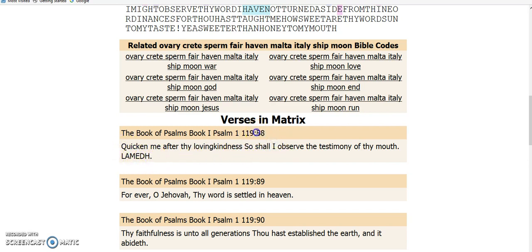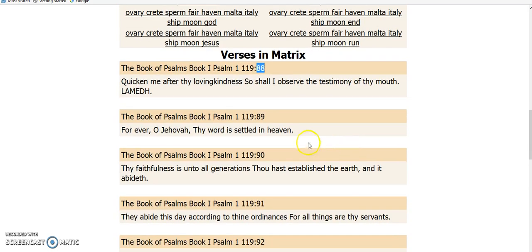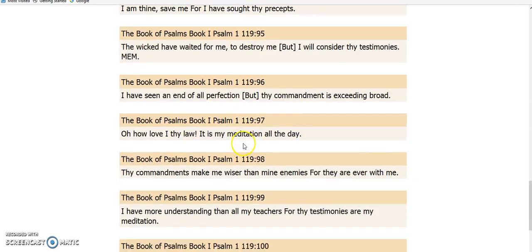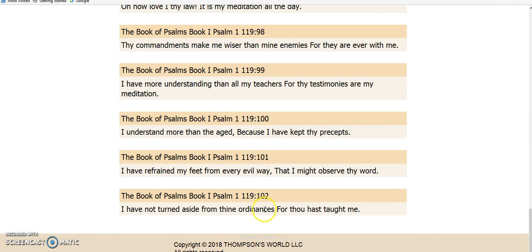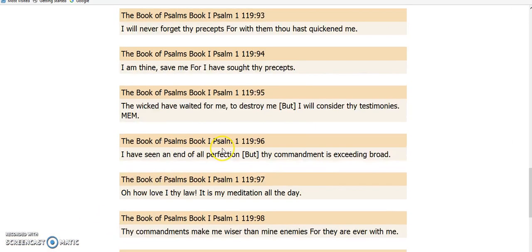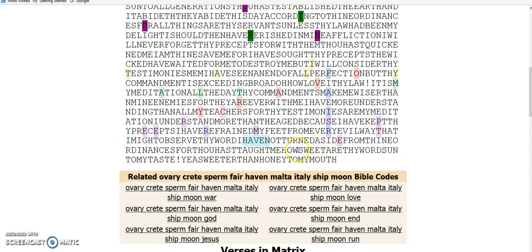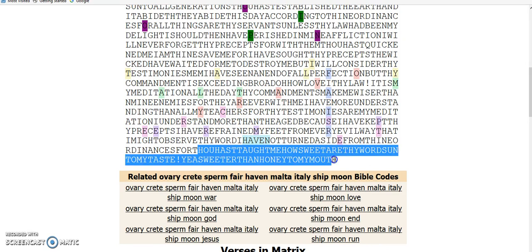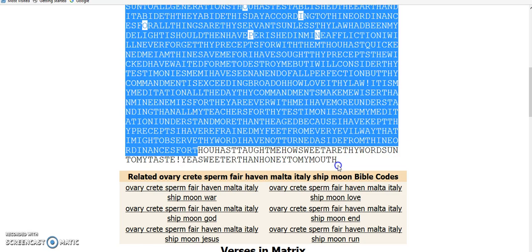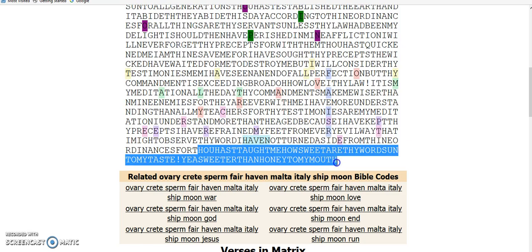It's also the number for Jesus Christ. I talked about that in the last video. But this was going through to 102, and then the verse right after that is where it says, thou hast taught me how sweet are thy words to my taste, sweeter than honey to my mouth.